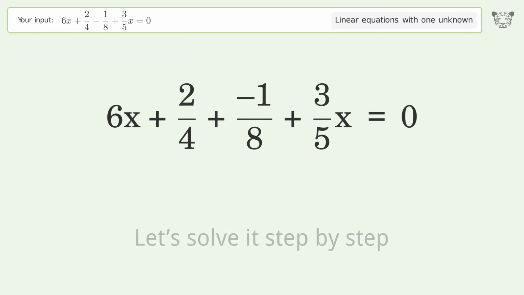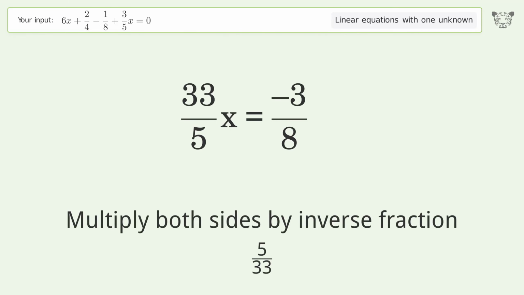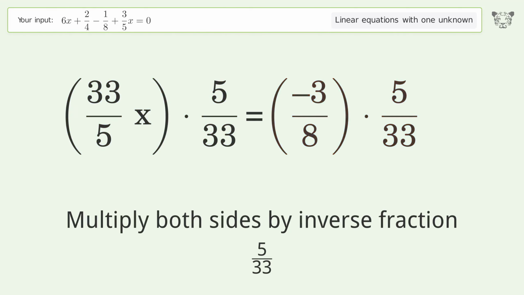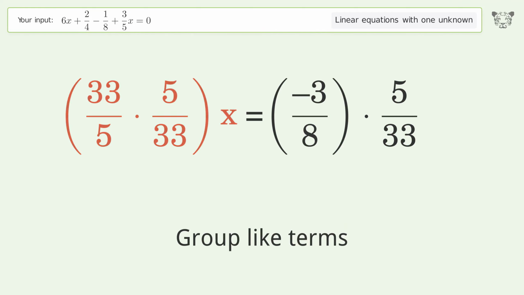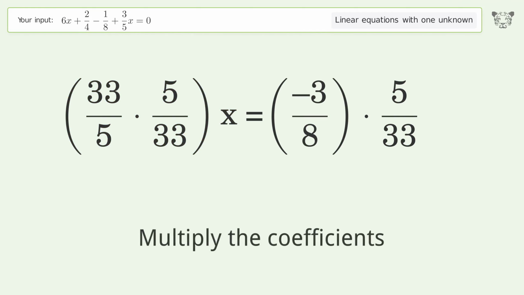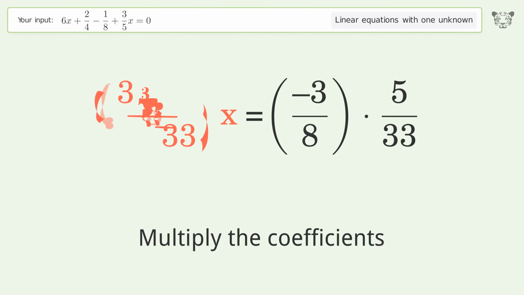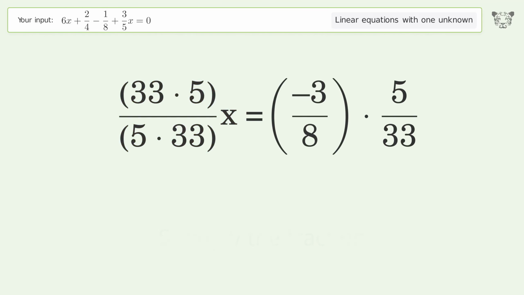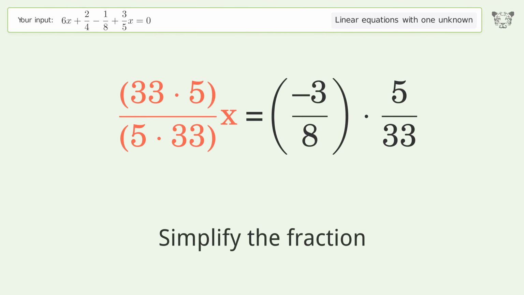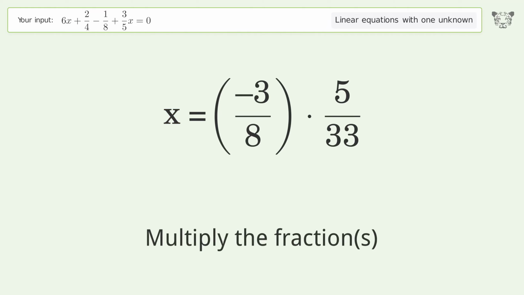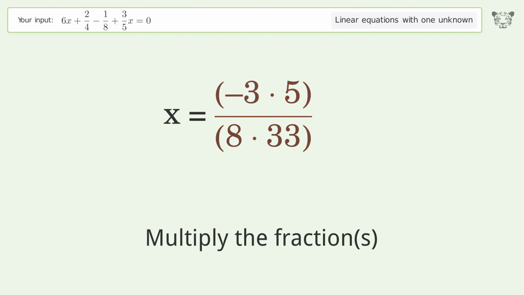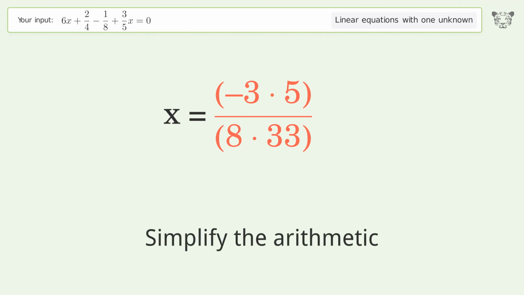Isolate the x. Multiply both sides by inverse fraction 5/33. Group like terms. Multiply the coefficients. Simplify the fraction. Multiply the fractions. Simplify the arithmetic.